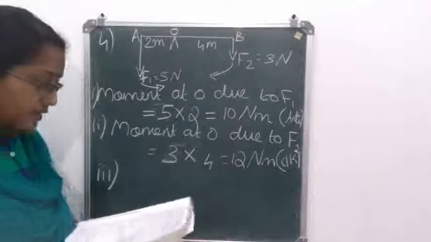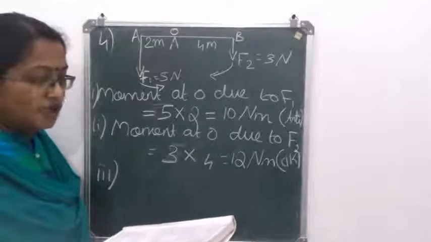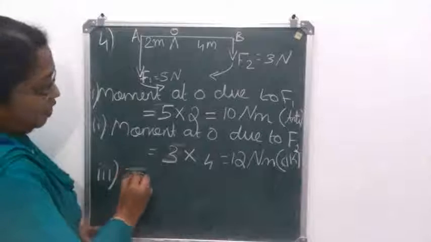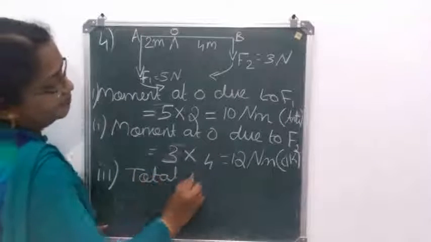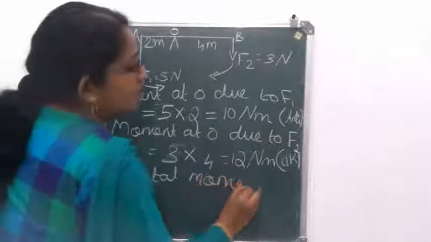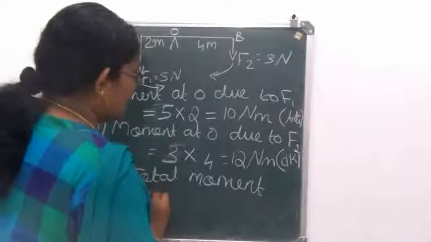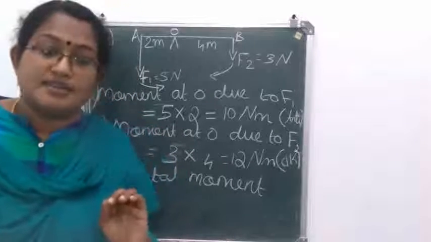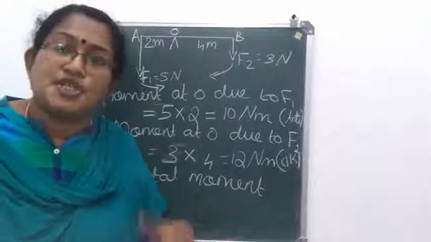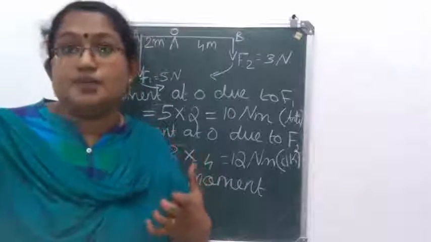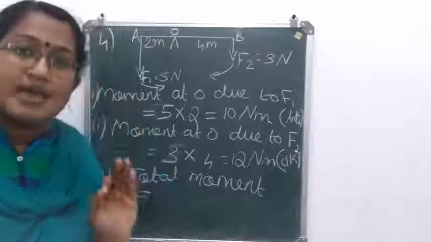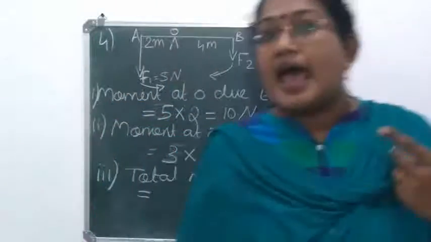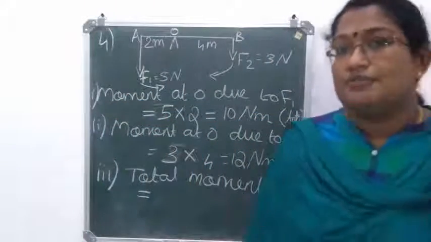So what is the third one? Calculate the total moment of the two forces. So what will be the total moment or the resultant? When you are asked to calculate the total moment or the resultant moment, what you have to check is in which direction the forces act. If the forces are acting in the same direction, you have to add. If they act in the opposite direction, you have to subtract.